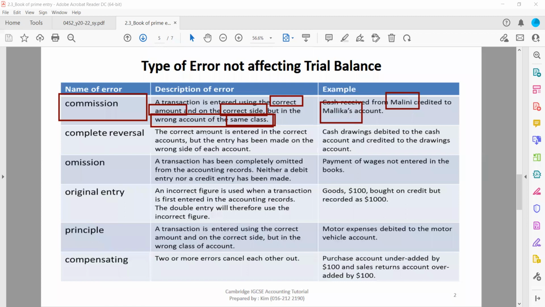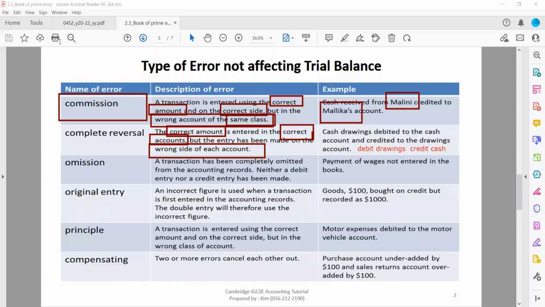Complete reversal. The complete reversal error is when we enter the correct amount and also the correct accounts, but we make a wrong side of each account. Suppose debit becomes credit, and credit becomes debit. For example, cash drawing debited to the cash account and credited to the drawing account. By right, we should debit drawing and credit cash. But we make a wrong side. So it caused the complete reversal error to happen.